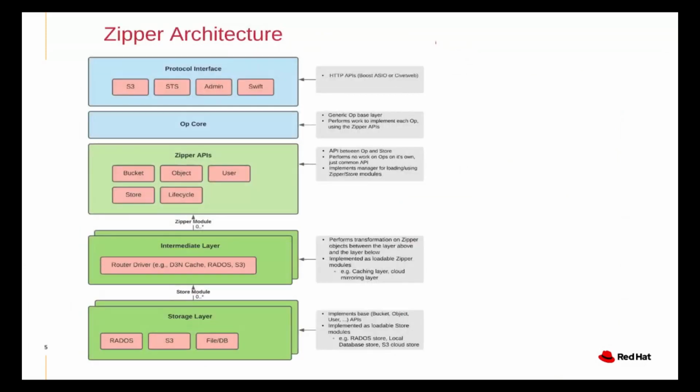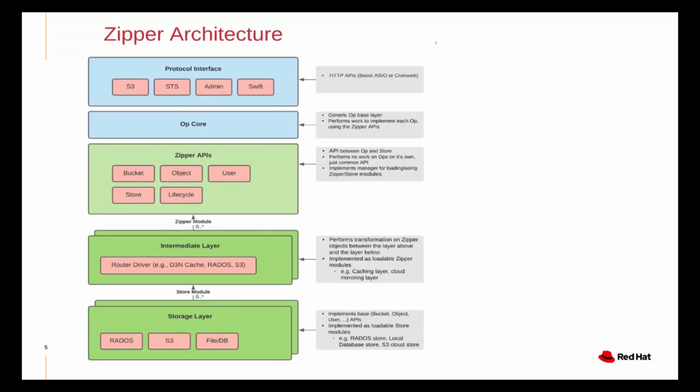The architecture looks like this. At the top, you have your protocols. Below that, we have a core layer that provides operations that are common to all object protocols. Below that, we have our Zipper API, and this provides an abstraction of the various things that object storage would use, such as buckets and objects.